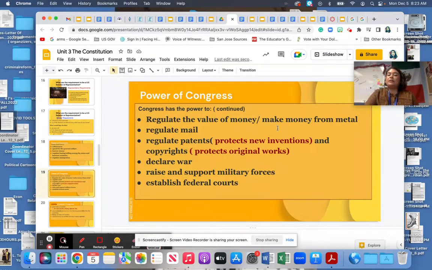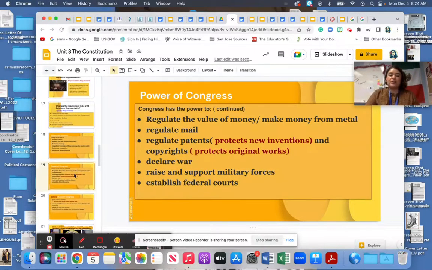They can also regulate the money, make money from metal, meaning that they are in charge of the currency. They regulate new inventions. They protect patent new inventions, and they protect original works. They also have the power to declare war, raise and support military forces, and establish federal courts. There's a confusion that the president has the power to declare war. Absolutely not. It is all Congress. Congress has the power to declare war.